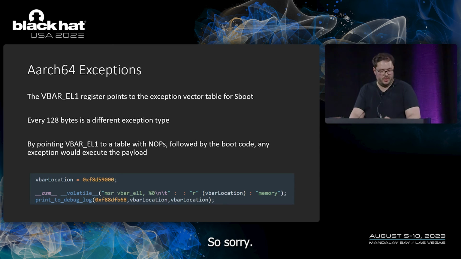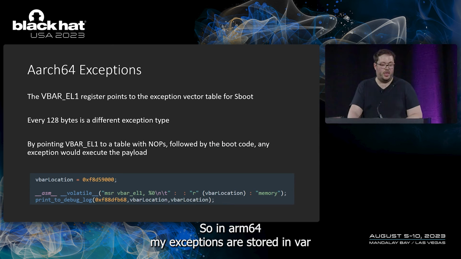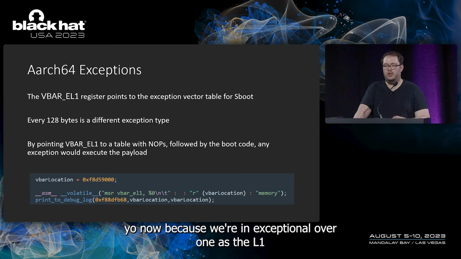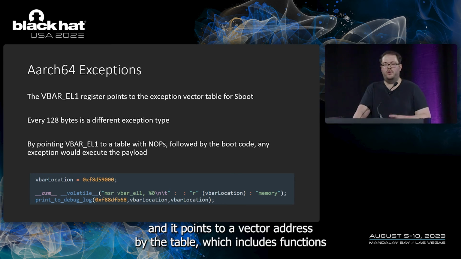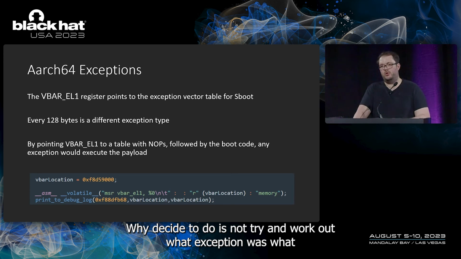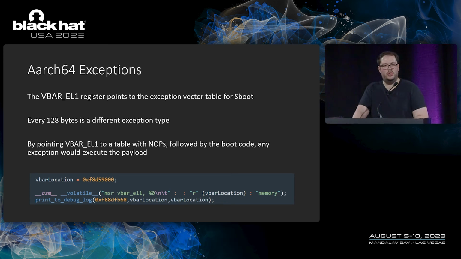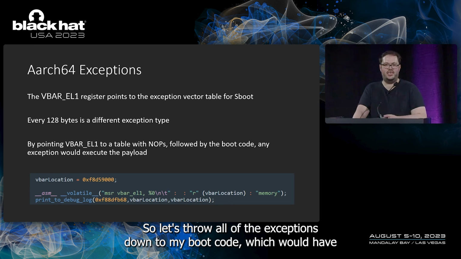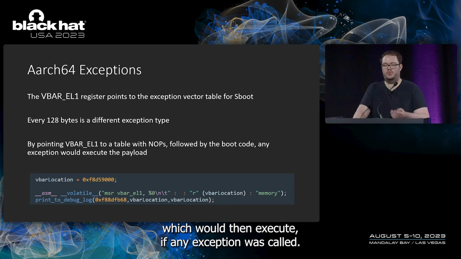Oh, sorry. So in ARM64, exceptions are stored in VBAR_EL. Now, because we're in exception level 1, it was VBAR_EL1. It points to a vector base address register table, which includes functions which are all at maximum 128 bytes long for each exception. What I decided to do is not try and work out what exception was what, and just have a NOP sled throughout all of the exceptions down to my boot code, which would then execute if any exception was called.